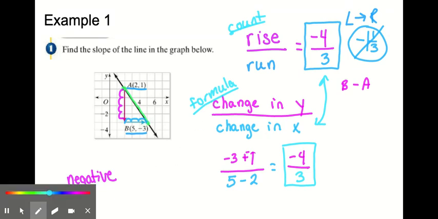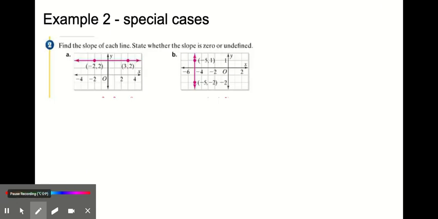So let's look at a couple of special cases. So let's talk about example 2, part A. This is a horizontal line.